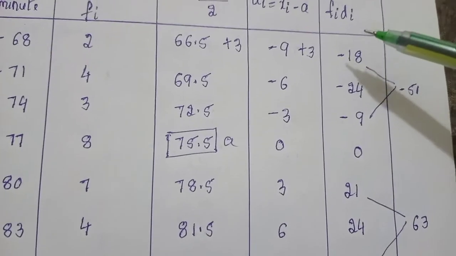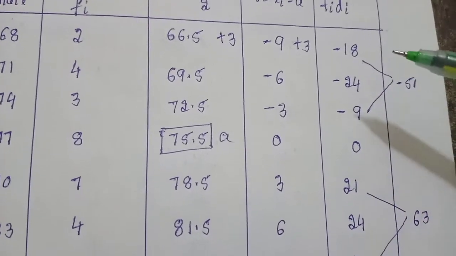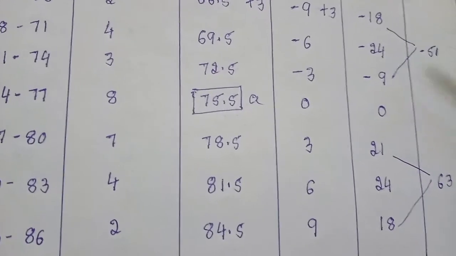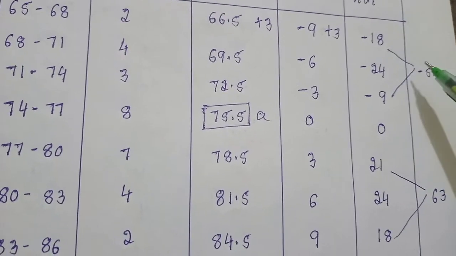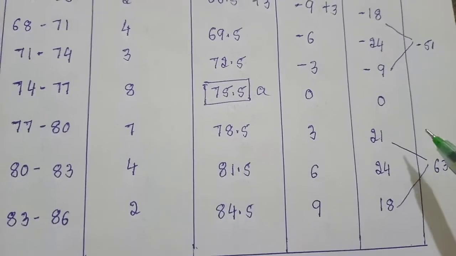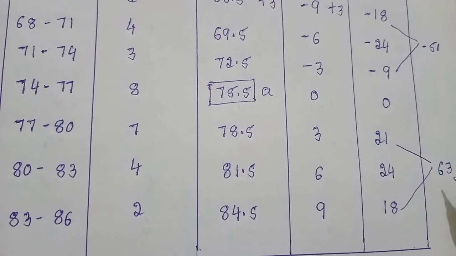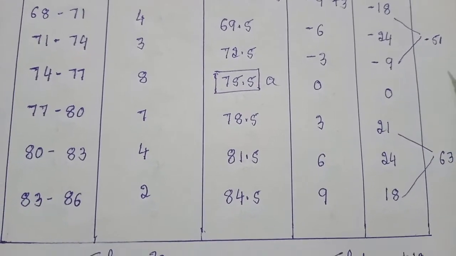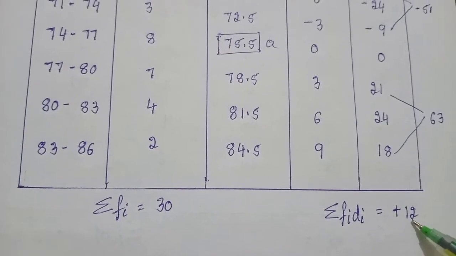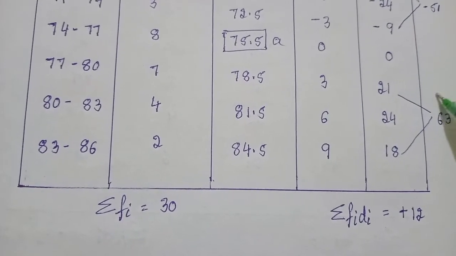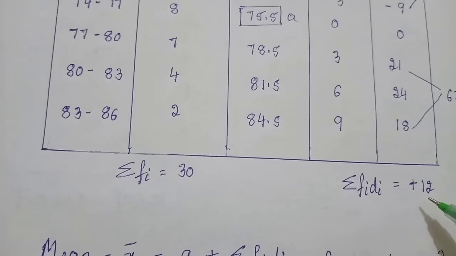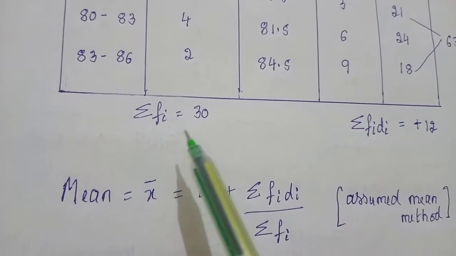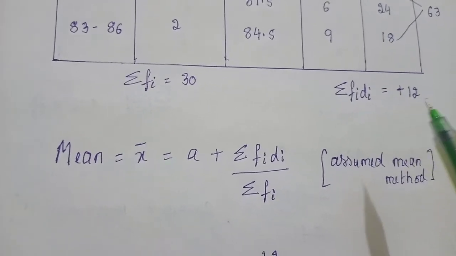And the summation of Fi Di. When you add this column, be careful because we have negative and also positive numbers. First add all the negative numbers, we got minus 51. Add all the positive numbers, we got 63. Now the signs are different, so we have to subtract. 63 minus 51 is plus 12. Why is it plus? Because the bigger number has a positive sign, so it is plus 12. Now we are ready with the summation of Fi and the summation of Fi Di.